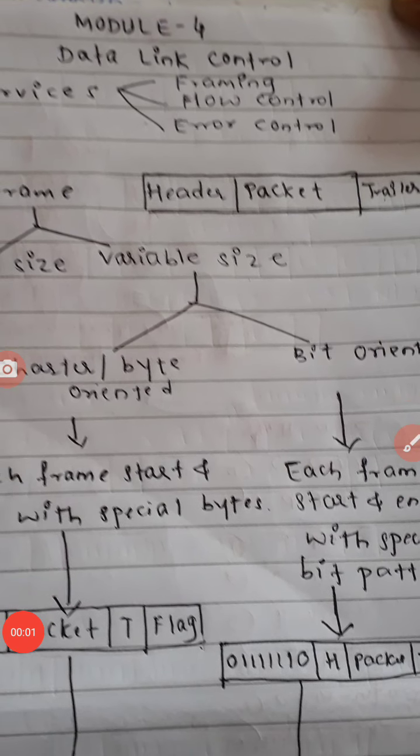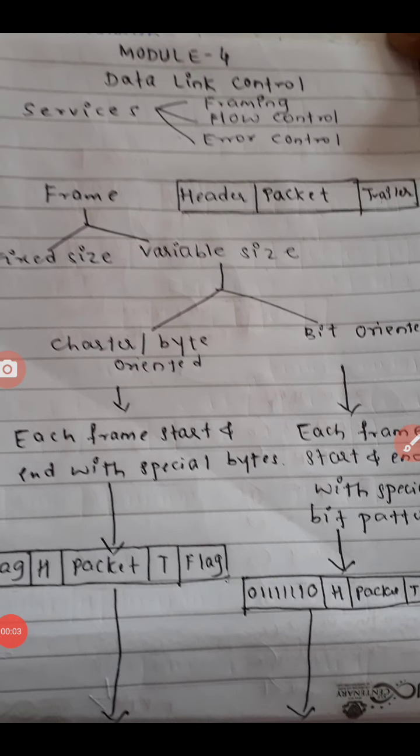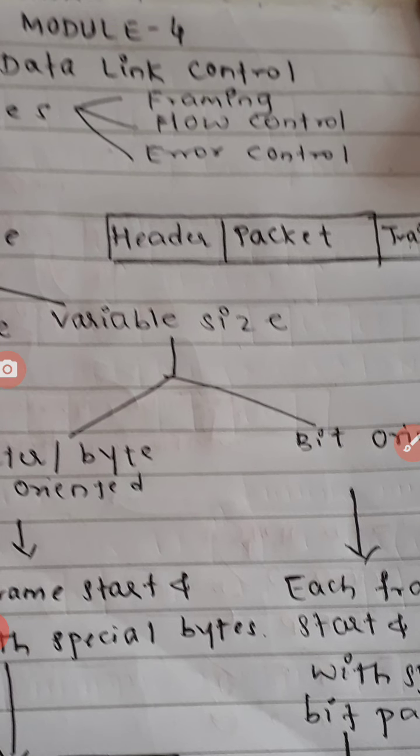Let's start with Module 4. The first chapter of Module 4 is Data Link Control. We'll see the services of the data link layer. There are three services of the data link layer: framing, flow control and error control. We'll go through them one by one. First we'll start with framing.